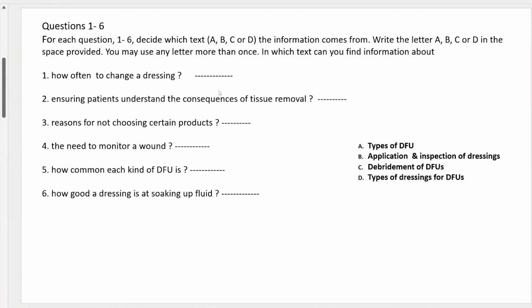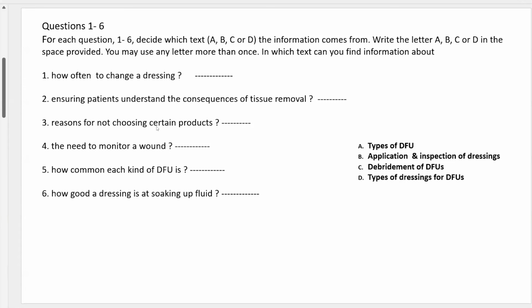One more thing I need to inform you all: whatever is there in the question's keyword or key phrase will definitely be a synonym of your focus. So here, change a dressing is like application. Changing means you're removing and then applying the next one. So application and inspection of dressing. Then the second one, ensuring patients understand the consequences of tissue removal. What is the synonym of tissue removal in this focus? Debridement, a medical term meaning tissue removal. So we know that the answer is C.